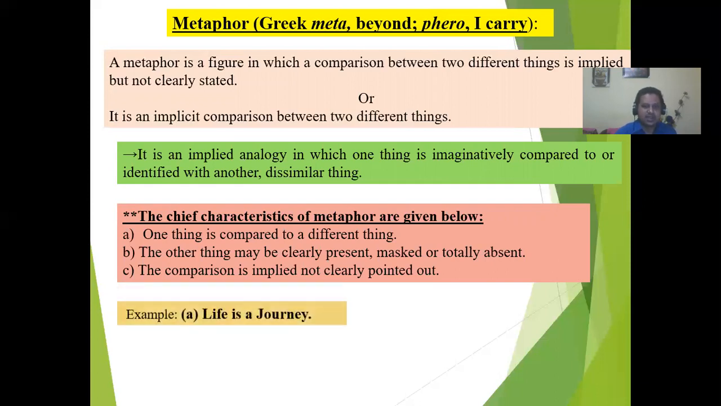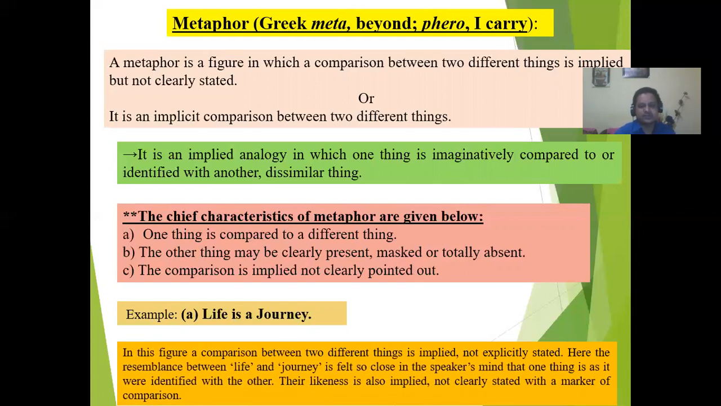Let's see the examples. "Life is a journey." So life is a journey. There is a comparison between life and journey, but the comparison is not clearly stated. The word of comparison is not used here. The comparison is implicit, an indirect comparison. In this figure, a comparison between two different things is implied, not explicitly stated. Here, the resemblance between life and journey is felt so close in the speaker's mind that one thing is, as it were, identified with the other. Their likeness is also implied, not stated with a marker of comparison.